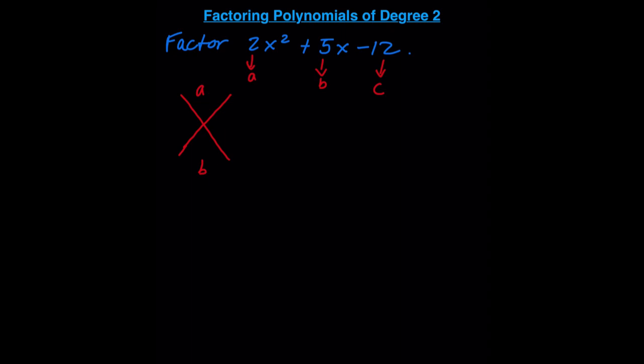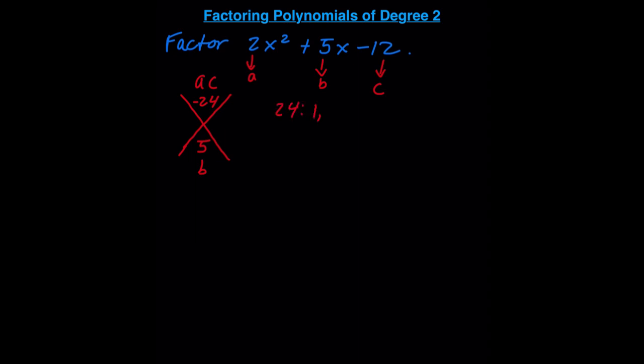So let's figure those values out right now. a times c in this case is 2 times negative 12, so that's going to be negative 24. And the b value is positive 5. Essentially, you're looking for two values that multiply to the product you see in the top space, but add up to the result you see in the bottom space.